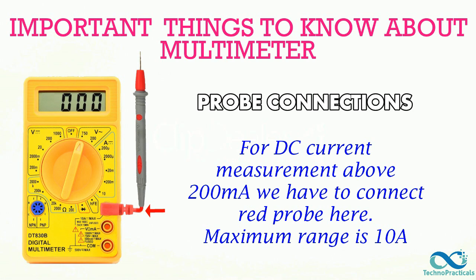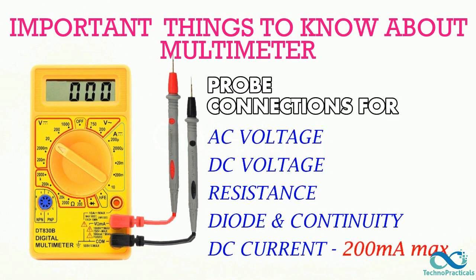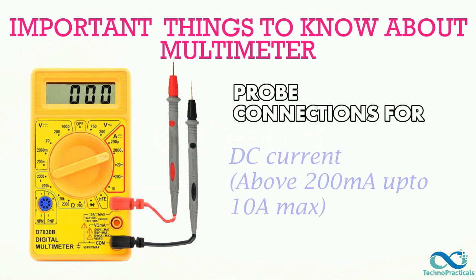Now let's have a look how to connect this probe for various modes. In order to measure AC voltage, DC voltage, resistance, diode and continuity as well as DC current up to 200 milliamperes of maximum, we have to connect black probe at the bottommost position, that is at the common position, and red probe in the middle position of the multimeter. To measure current above 200 milliampere and up to 10 amperes maximum, we have to shift the red probe to the topmost position of the multimeter.